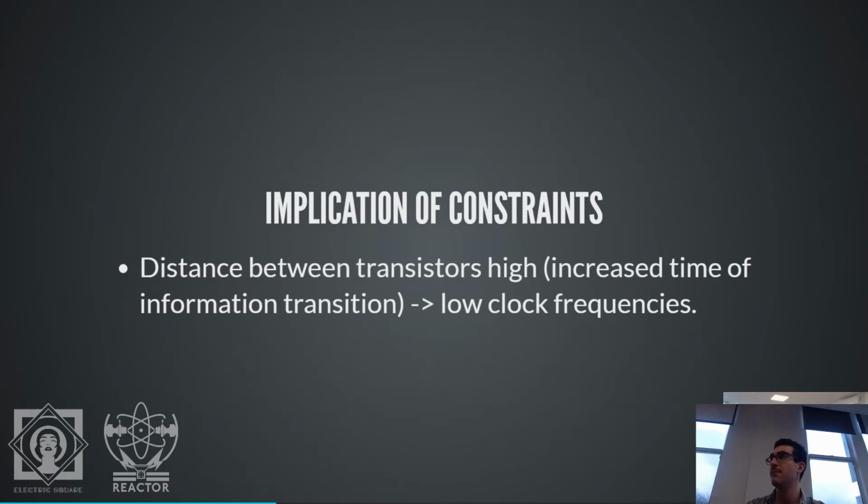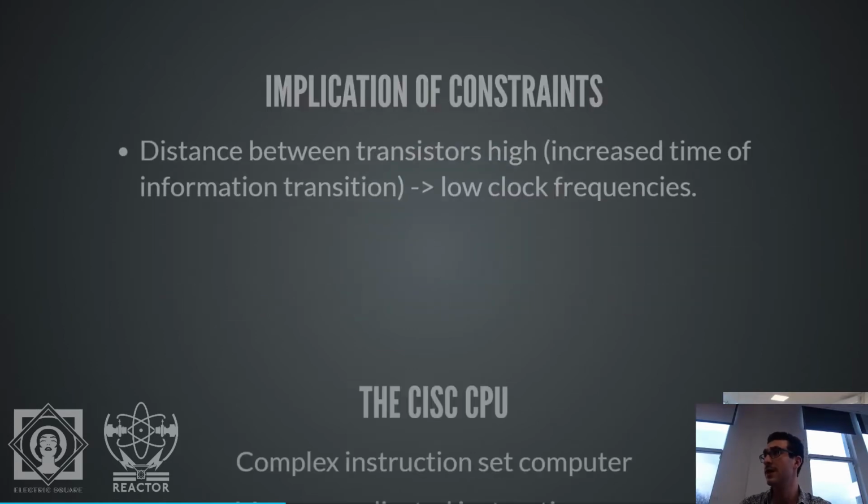So what are the implications of these constraints, right? Because transistors are low density, the distance between them is high. The speed of light limits how fast information can travel from transistor to transistor. So we are limited by a fairly low clock frequency. That's constraint number one.